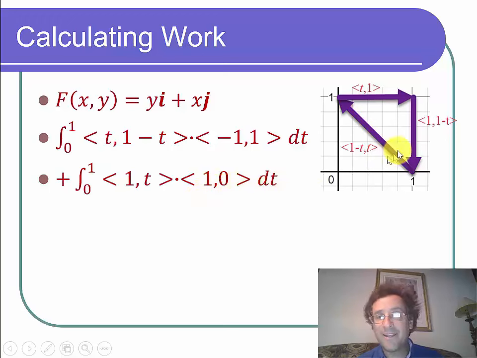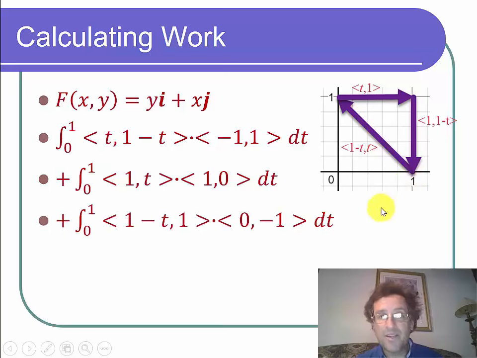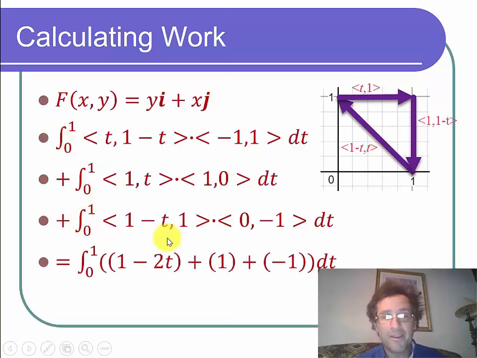So now let's find the work done as we move along this final curve. So again, y is equal to 1 minus t. So there's 1 minus t. X is equal to 1. There's the 1. We have r prime is 0, comma, negative 1. There's 0, comma, negative 1. We dot these two vectors and multiply by dt. So the good news is that each of these integrals all go from 0 to 1, so I can combine them.